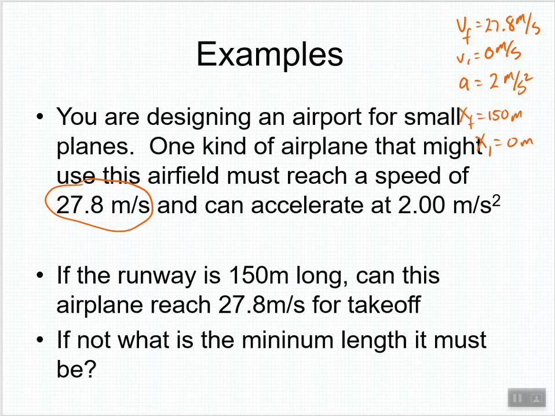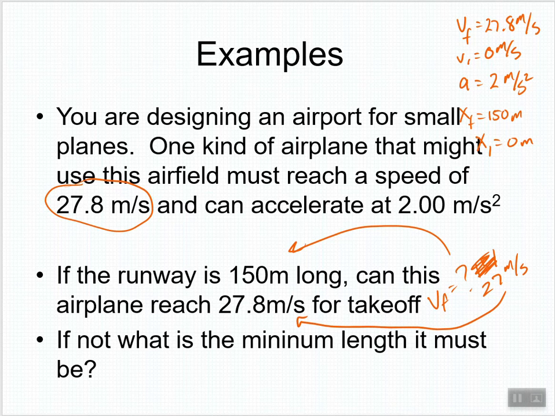This question is a little bit tricky. What they're trying to get us to find here is what is VF after 150 meters given this acceleration, this initial velocity, and this distance. I'm going to solve for VF. That's just the math. The physics then is if I get an answer of 27 meters per second, and it needs to be going 27.8, would it be able to take off?